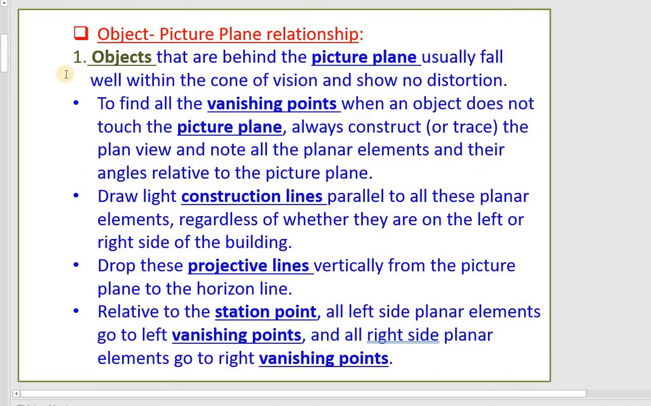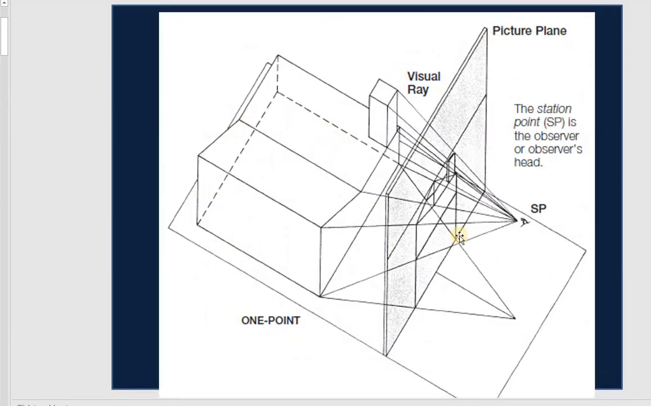This is some more definition. When you draw a perspective, you need to learn about what they call the object. That means the one you look at and draw, transferring it onto the paper plane. The object is behind the picture plane, like you saw before. The picture plane is right here, and the object is behind it.